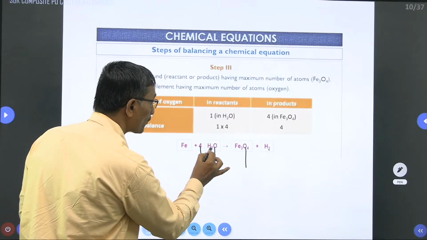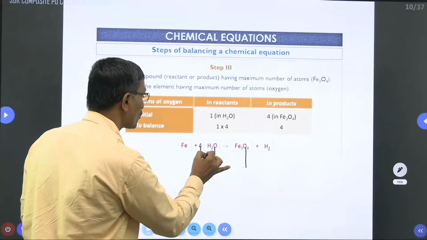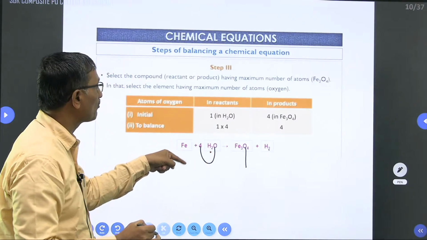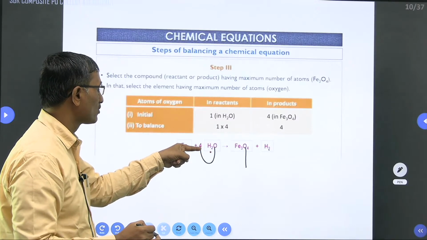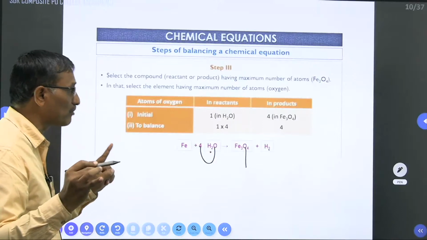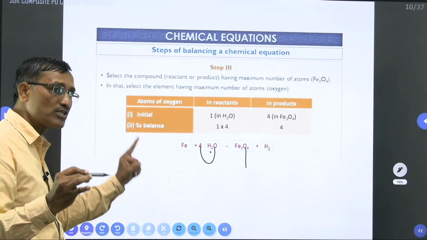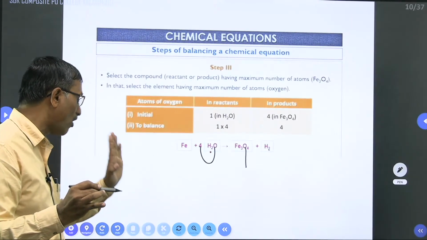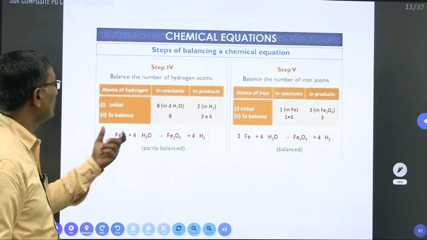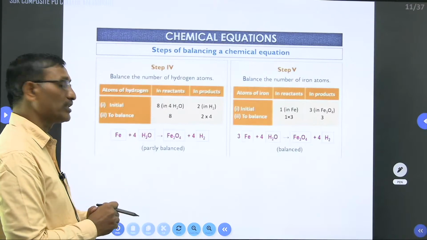But you know, 4 2s are 8 hydrogen atoms are there now after multiplying by 4. So, for which purpose? To balance the oxygen atom. Here, the maximum number of atoms we came to know is oxygen. First, we are balancing the oxygen. Now, coming to step number 4. Balance the number of hydrogen atoms.